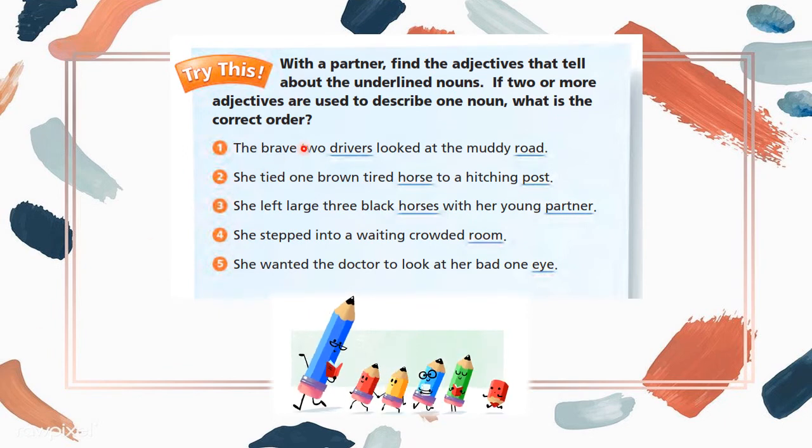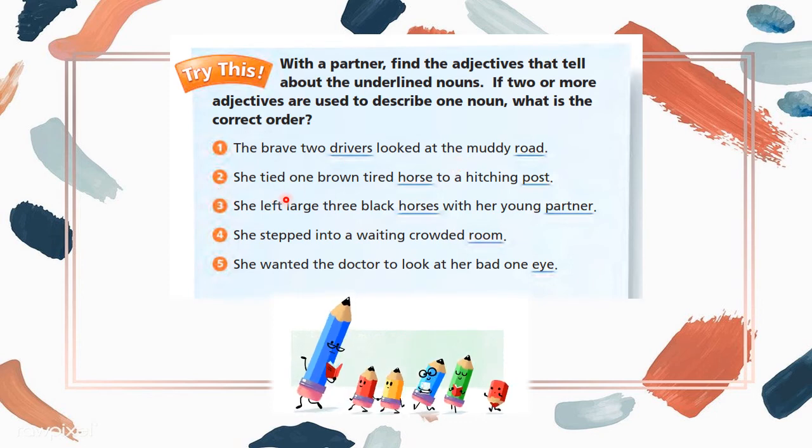Now let's try this exercise. Find the adjectives that tell about the underlined nouns, and if two or more adjectives are used to describe one noun, what is the correct order? Number 1: the brave 2 drivers looked at the muddy road. So you have drivers and road as nouns, and your adjective for road would be muddy, which you can immediately find right before it. As for drivers, you have 2 adjectives, brave and 2. How do you arrange these 2 adjectives? So you have to identify the number first before the opinion. Okay, so it should be: the 2 brave drivers looked at the muddy road.